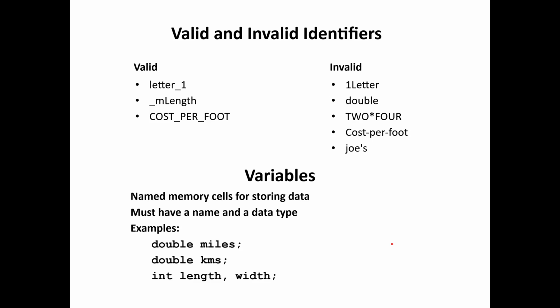Here are a handful of valid and invalid identifiers, so it's easier to go over the invalid ones and say why they're wrong. So we have one letter, starts with a number, that's not allowed. Double, that's a keyword, not allowed. 2 times 4, the caps are fine, the star is not fine, the star is reserved. Cost per foot, dashes are not allowed, and Joe's, the single quote, is not allowed. Other than examples like this, you've got good examples over here, and there are a whole lot of different naming conventions that programmers will fight until the end of time over which one is best. Pick one you like and stick with it.